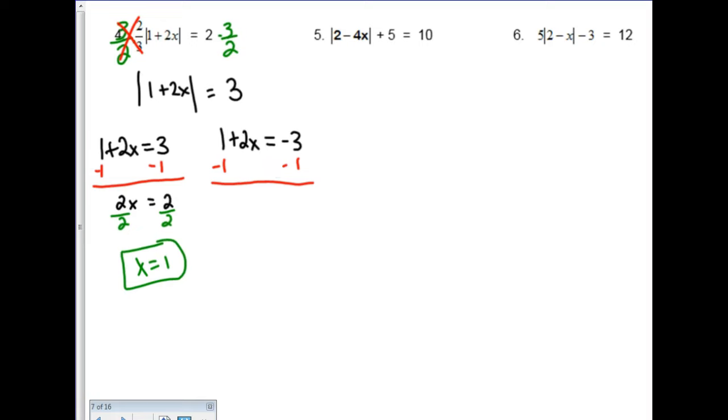So subtract 1. So 2x equals negative 4. Divide by 2, divide by 2. x equals negative 2. Good. Yes, ma'am.